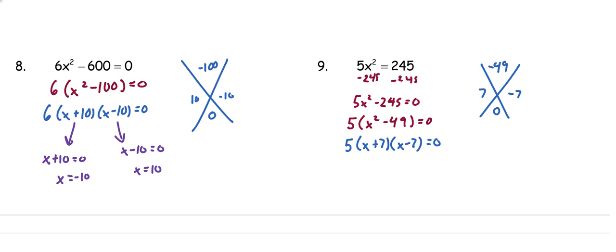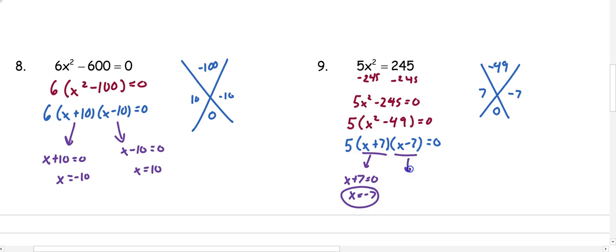When I go to solve for x, I only have two terms with variables. So x plus 7 equals 0, x is negative 7. And x minus 7 equals 0, so x is positive 7.